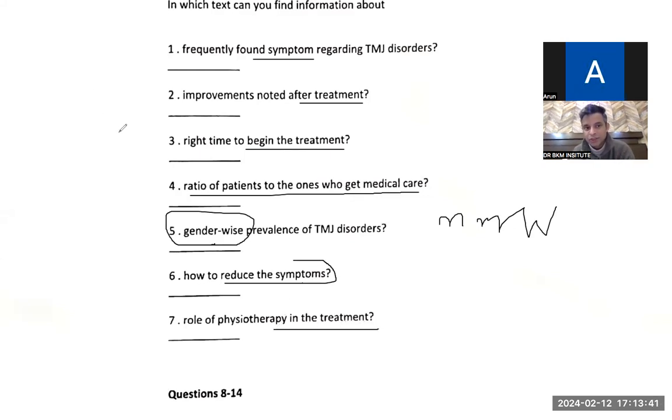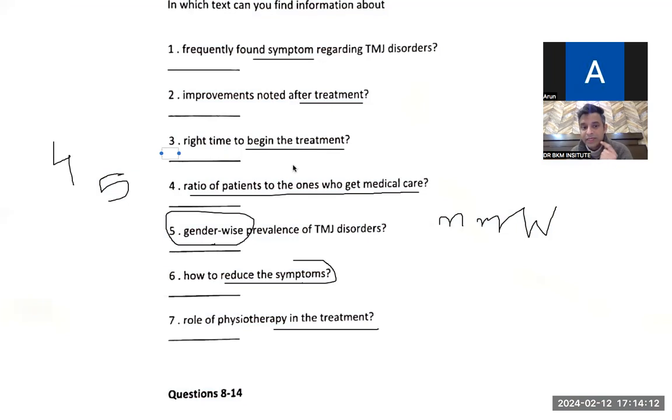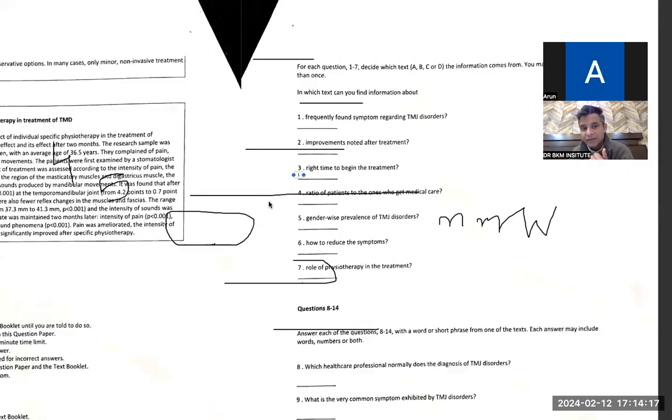So you get almost 7 questions in the final exam. When you take the final exam, there would be almost 4 to 5 questions which would be very easy. Only 4 to 5 questions would be very easy. So these are the questions you need to target in the final exam. So again, in the final exam, I have read the question, 2 questions about symptoms, but there is one thing: reduce the symptom. So it can be in the treatment part. Then there is after treatment, there is beginning of the treatment, there is gender wise, there is ratio, there is physiotherapy. So these are the keywords I have found.